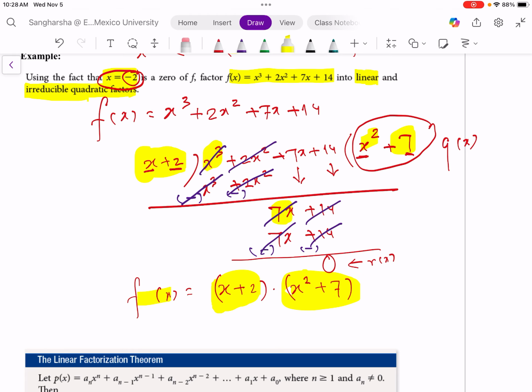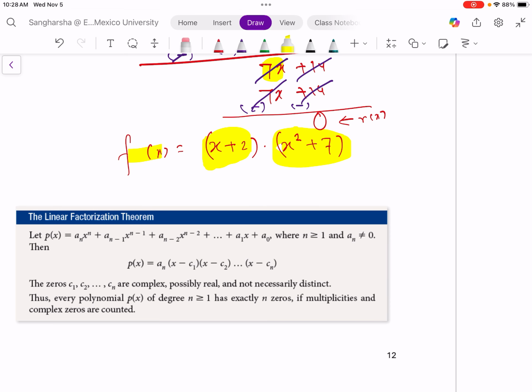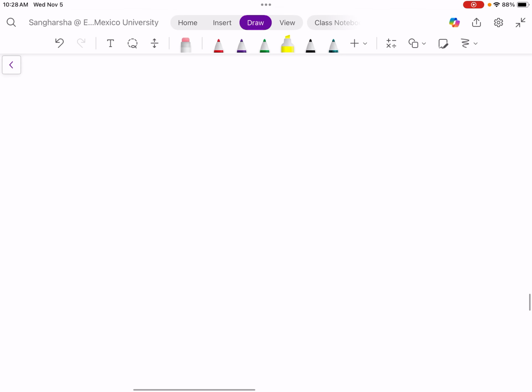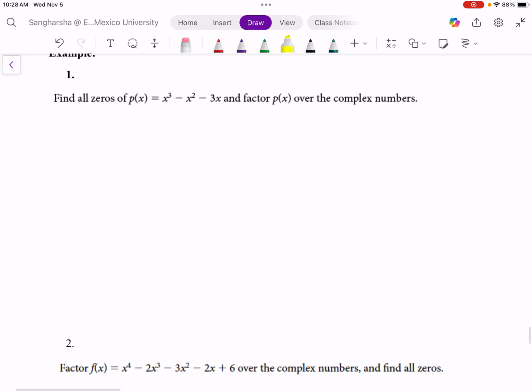Can we start the next one? Okay, now here, we have the linear factorization theorem, and if we have a polynomial, we can also rewrite that polynomial as a product of linear factors. And let's do an example here. Okay, so here we are asked to find all real zeros of this polynomial function.